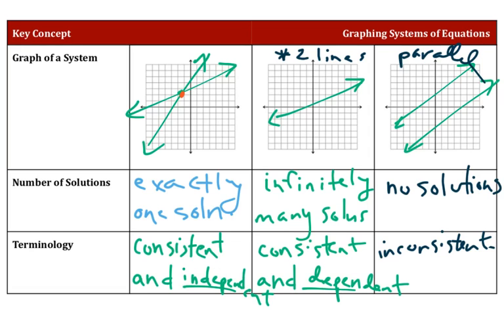And I think earlier I was talking about perpendicular lines. Well, there wouldn't be a special case for perpendicular lines, and that's because it would still just be one solution. They would only intersect at one point. So in summary, you can intersect at one point, an infinite number of points, or no points at all. There's really no other possible solution to that.